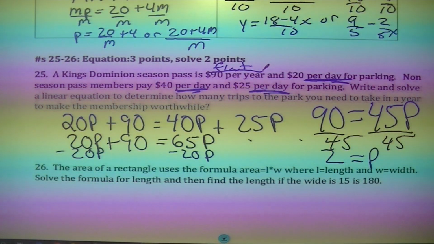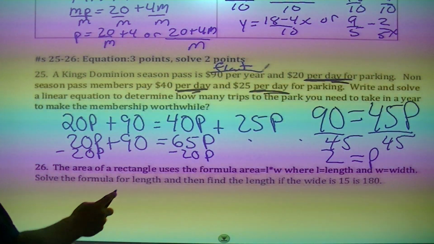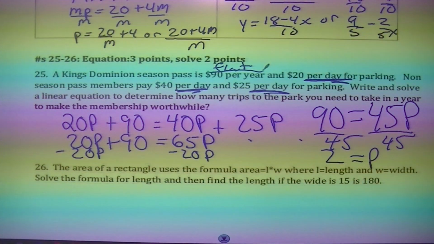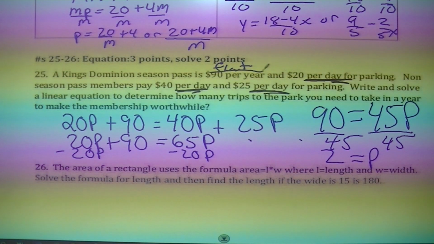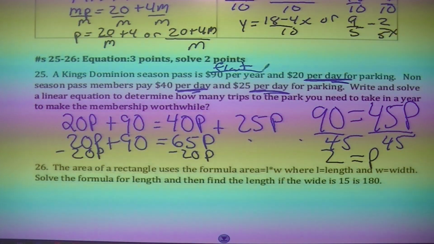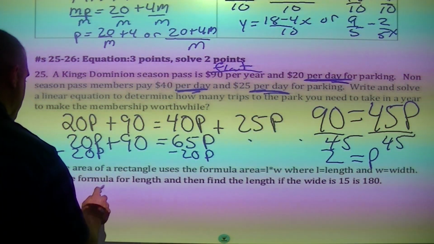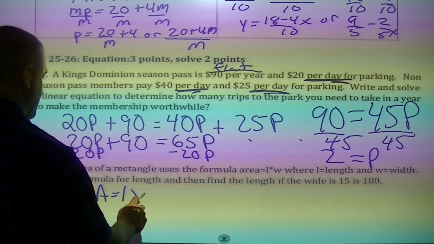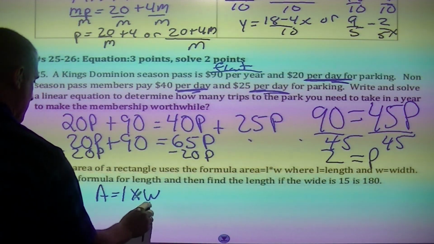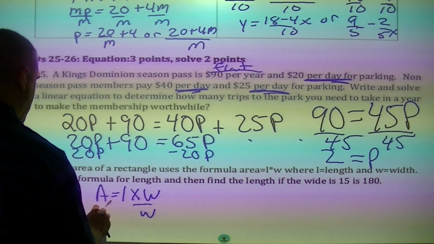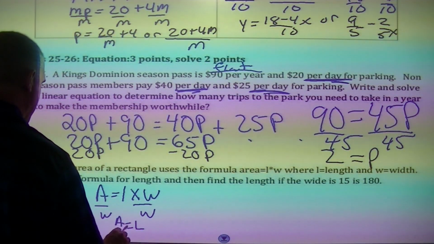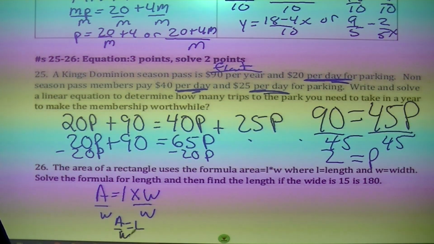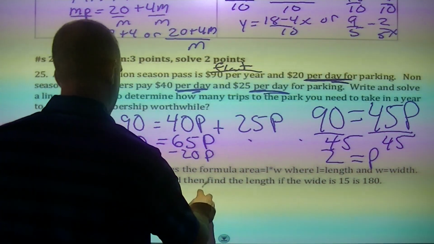All right. The area of a rectangle uses the formula area equals length times width, where length is length and W is width. Solve the formula for length, then find the length if the width is 15. All right. So what I got is I got A equals L times W. To solve for length, I want to divide by width. Okay. So what I got is L equals A over W. Okay. So this is my formula.